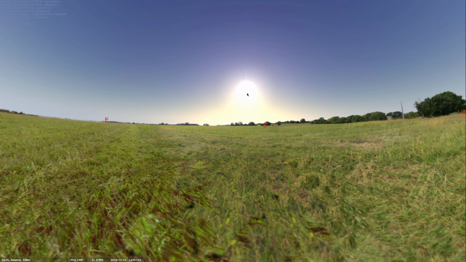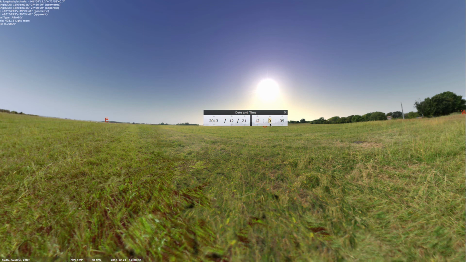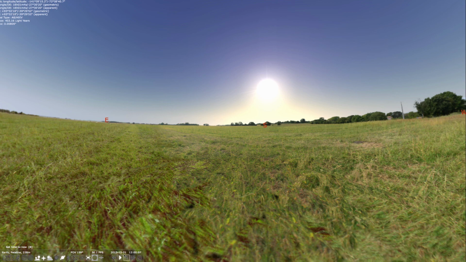And I'm going to put my mouse right there. Again, notice December 21st, and we lost that hour. I'm going to go ahead and change that here. I may have hit a button. I'm just going to go ahead and put us here at noon. So here's our noontime sun on December 21st, 2013.